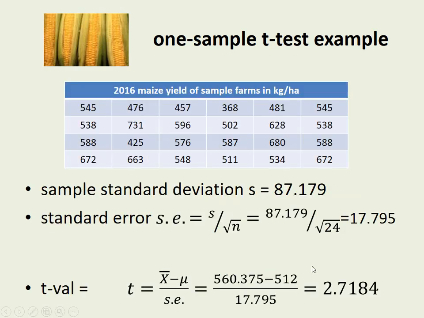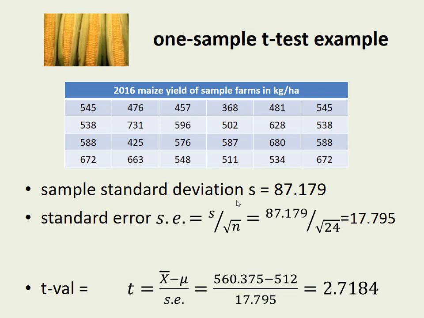Then we grab some data. Here's data on 24 farms. If you just eyeball it, you can see that quite a lot have done better than 512, but there are a few that have done worse. So we're looking for the mean of this, and that's 560. So the question is, does this give us evidence that the mean in the whole population has gone up?